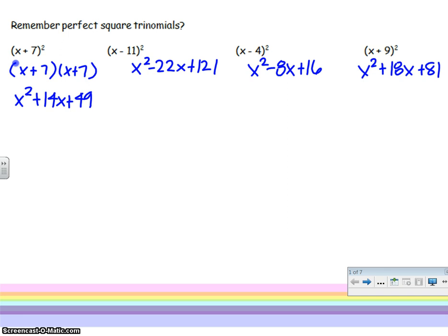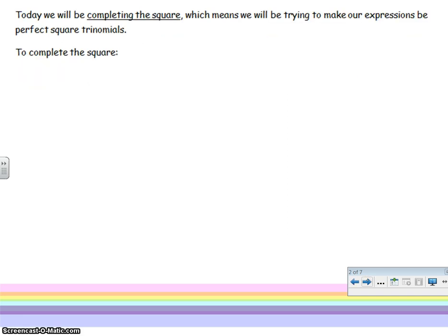Hopefully we see the relationship between this number in here, the 9, we would just double that to get the middle term. Okay, we're going to talk about how we would complete the square, which means we're going to try and make our expressions be perfect square trinomials like those trinomials up above.